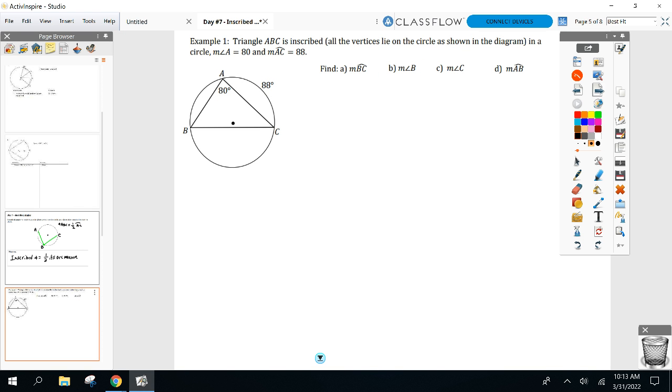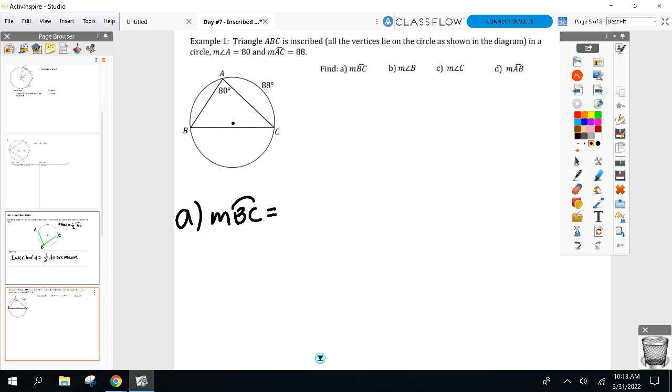Help me out here. Do you see 3 inscribed angles in this diagram? Do you see the 3 inscribed angles, A, B, and C? Good. All right, first thing I'm asking for is, what's the measure of arc BC? Does BC go through the center? No, so it's not a diameter, so don't tell me it's 180. All right, it's not going through the center.